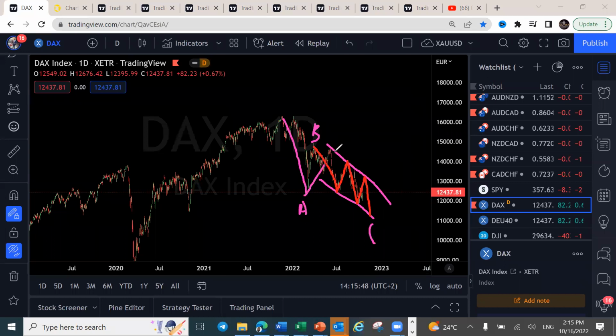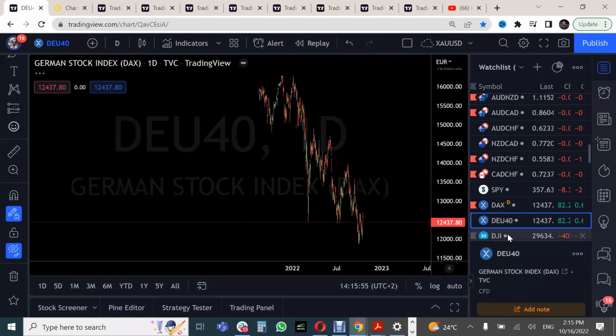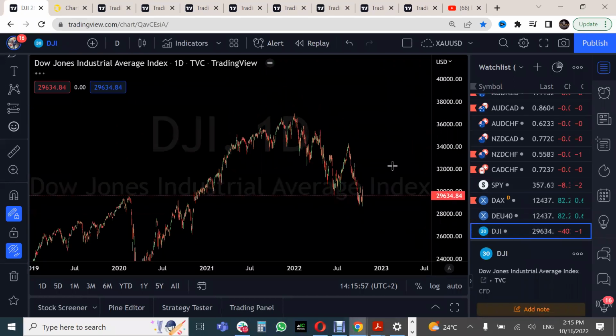That will make a 1, 2, 3 wave move. I hope that it's not confusing, but either way, this theme is that it's going to continue to the downside. Dow Jones is similar to the S&P 500, no difference. 1, 2, expect this to continue to the downside.